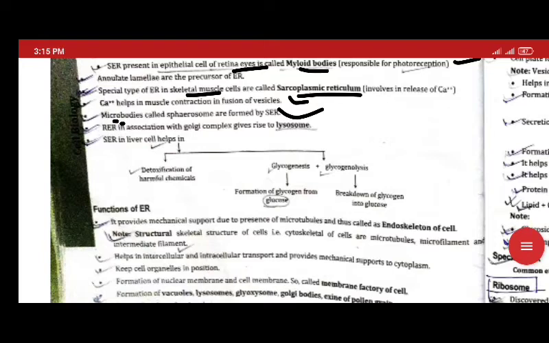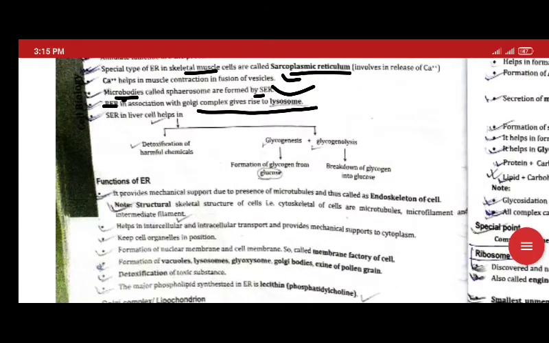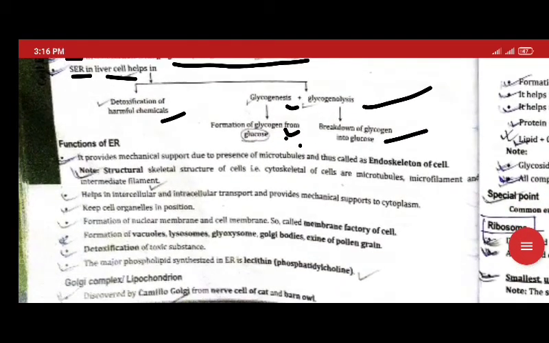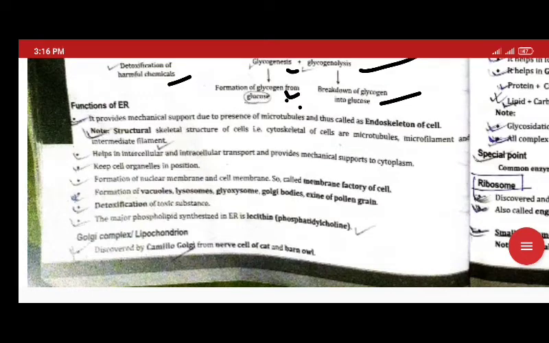Microbodies are formed from SER, and from the RER and Golgi complex, lysosomes are formed. So how do lysosomes come? Lysosomes come from RER with the Golgi complex. Now the function of SER: SER is for lipids. In the liver cell, it is for detoxification, formation of glycogen, and glycogenolysis, the breakdown of glycogen into glucose. ER also functions like an endoskeleton of the cell and forms pigeons of microtubules.